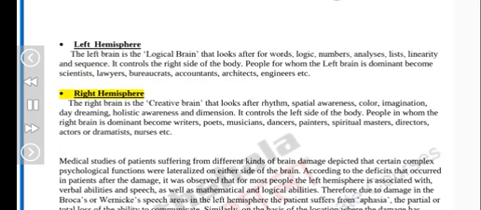Right hemisphere. The right brain is the creative brain that looks after rhythm, spatial awareness, color, imagination, daydreaming, holistic awareness, and dimension. It controls the left side of the body. People in whom the right brain is dominant become writers, poets, musicians, dancers, painters, spiritual masters, directors, actors or dramatists, nurses, etc.